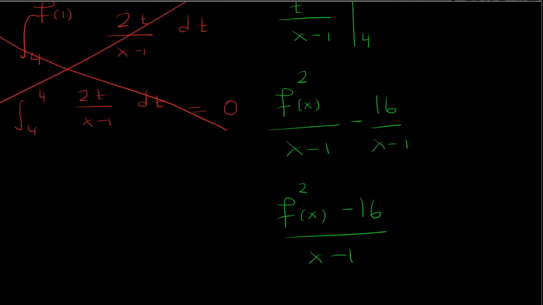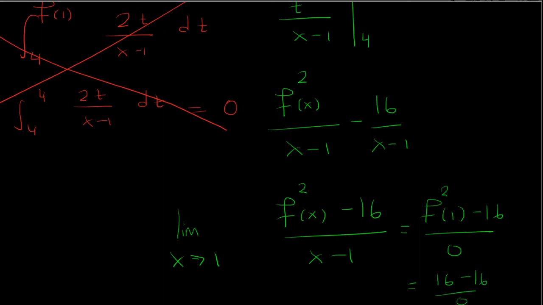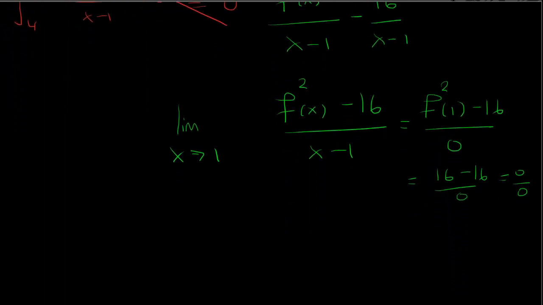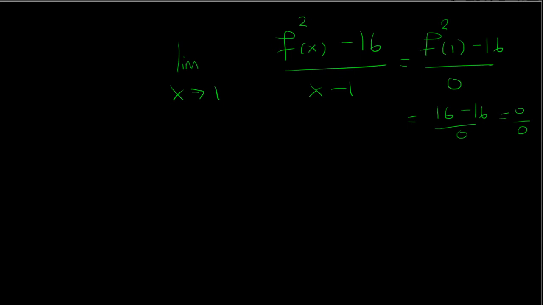And then we would need the limit as x approaches 1. So in this case, plug in x equals 1, you get f of 1 squared minus 16 over 0. F of 1 we set as 4, so that's 4 squared is 16, minus 16 over 0. So that is 0 over 0, so we can use L'Hopital's rule. We're going to take the derivative of the top and the bottom. The derivative of the bottom is just 1, so I'm not even going to bother writing that.